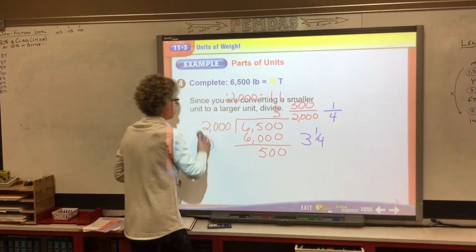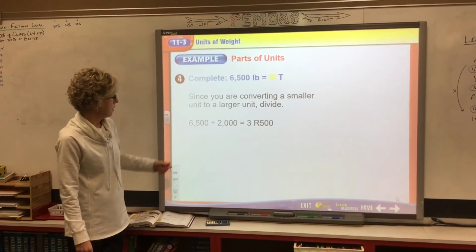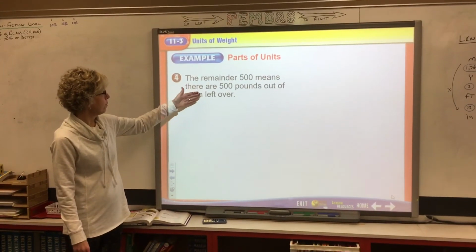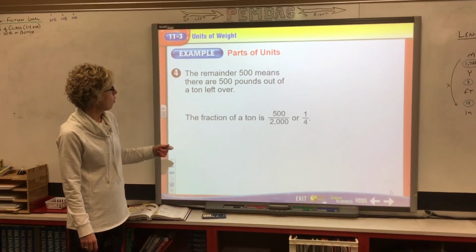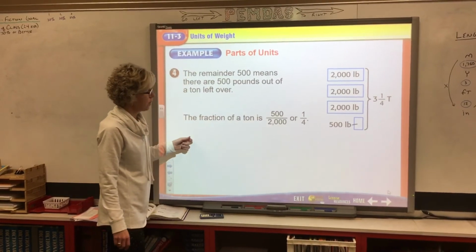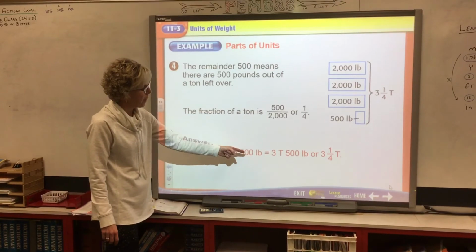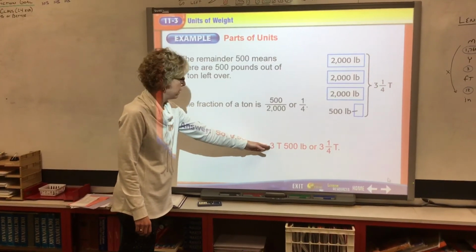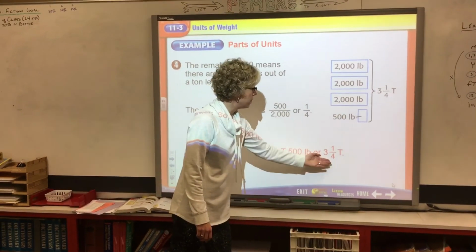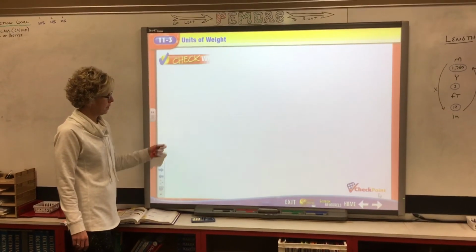They're going to go through it and maybe give us a little different view of how to solve it, but essentially we're going to come up with the same answer. The remainder 500 means there are 500 pounds out of a ton left over. So again, they simplified 500 over 2,000 and they got 1/4 too. Okay, so 6,500 pounds is equivalent to 3 tons and 500 pounds, or we can put that into just tons and express that as 3 and 1/4.